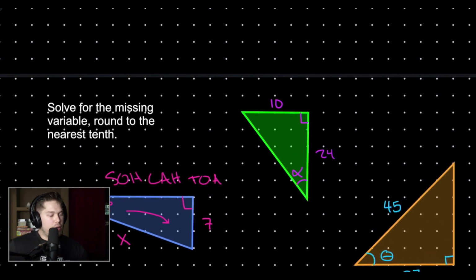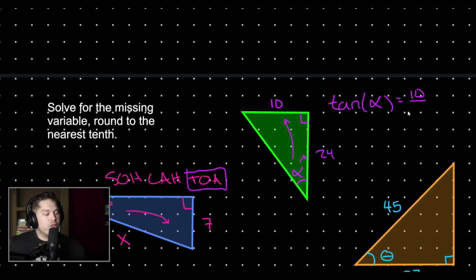Excellent. Let's go up to this green triangle. Here again, we need to be thinking of SOH-CAH-TOA. What two measurements do we have in terms of alpha, our unknown angle? We have the opposite side, and we have the adjacent side. So when we think of SOH-CAH-TOA, we're going to be using tangent, such that tangent of our angle alpha is equal to 10 over 24.